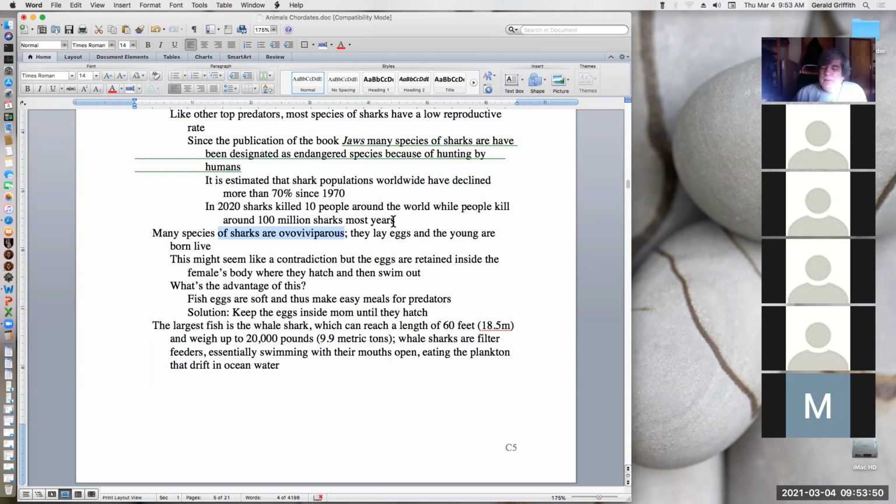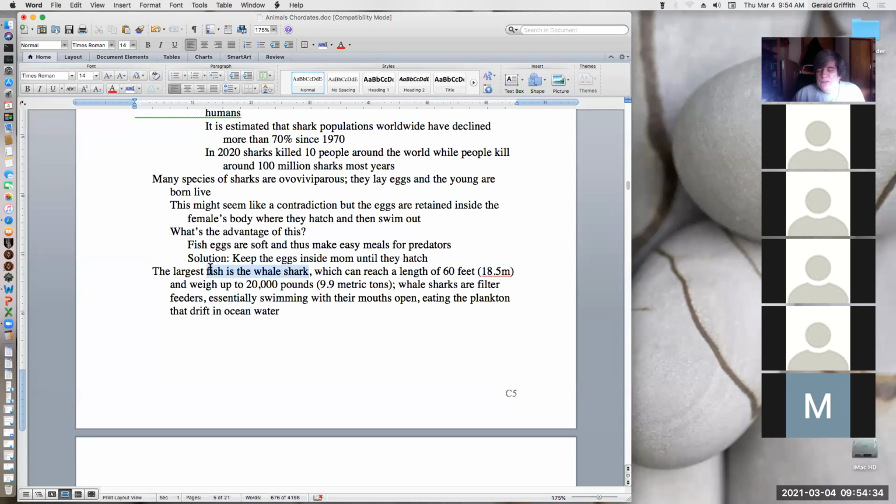How can this happen? Because although the female produces eggs, she retains the eggs inside her reproductive system. And after the eggs hatch, the baby sharks swim out of their mother. And there's one big advantage to this. Fish eggs are nice and soft. They're easy for other fish to eat. So if you want to protect fish eggs, one way to do this is to keep the eggs inside mama shark, because there aren't too many things that are going to attack the mother shark and be able to eat the babies, eat the eggs.